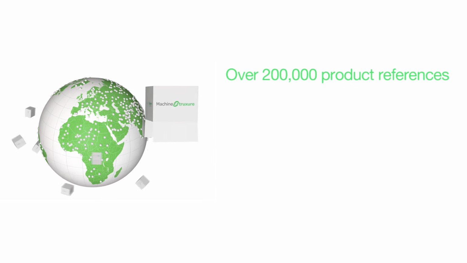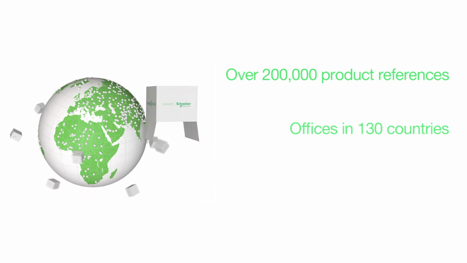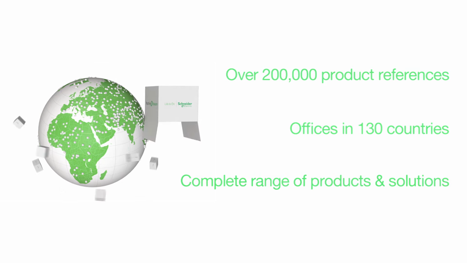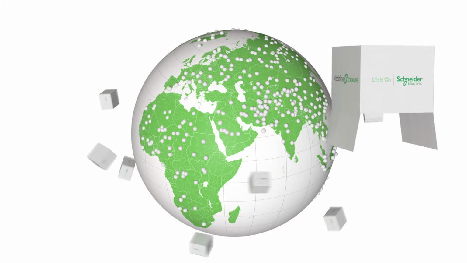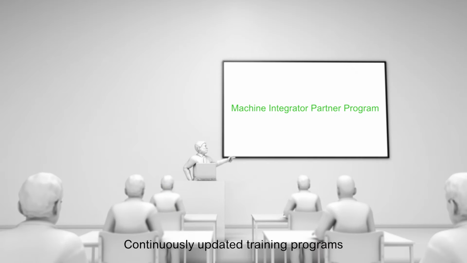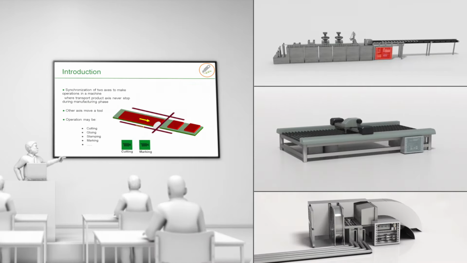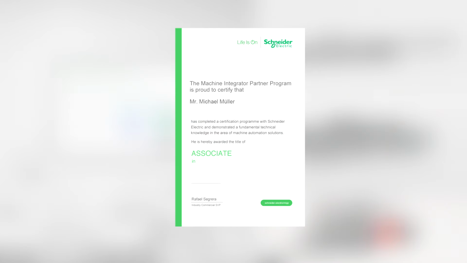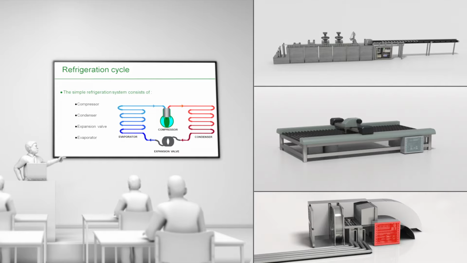With over 200,000 product references and offices in 130 countries, Schneider Electric offers a complete range of products and automation solutions based on machine structure, fulfilling your complete requirement while increasing your customer satisfaction. Technical expertise is vital to your business and is also a significant part of the Machine Integrator Partner Program. Receive regular product updates and information about best practices relevant to your business.